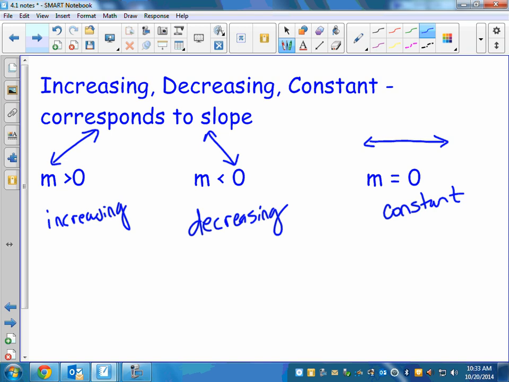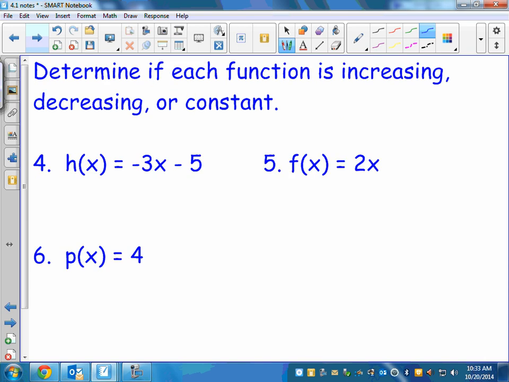Okay? Fine. So it says determine if each function is increasing, decreasing, or constant. You shouldn't have to graph this. You shouldn't have to make a chart of it. You should just be able to look at this, find the slope, and the slope determines if it's increasing, decreasing, or constant. So Angel, number 4, what would you tell me about that line? Increasing, decreasing, or constant?